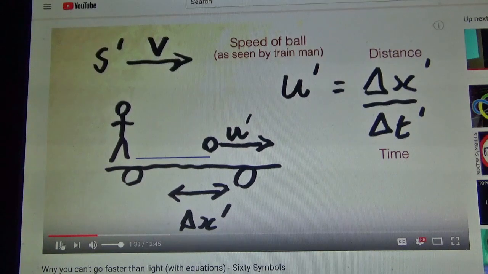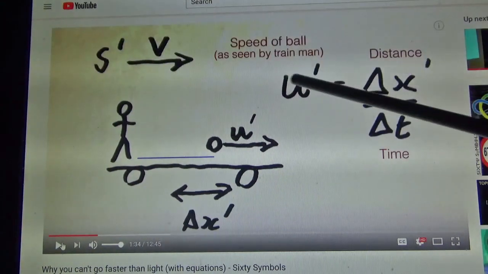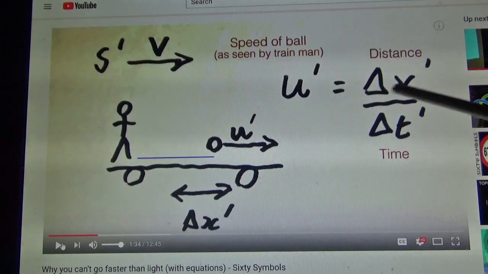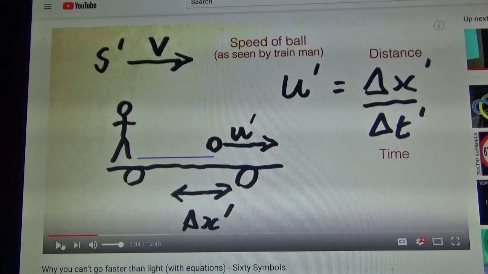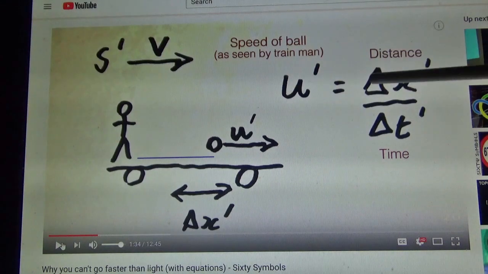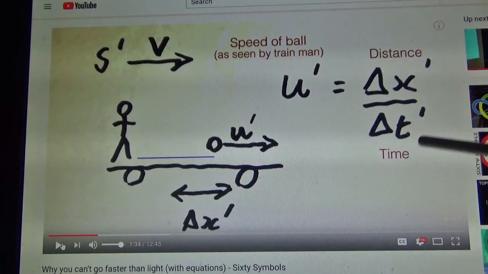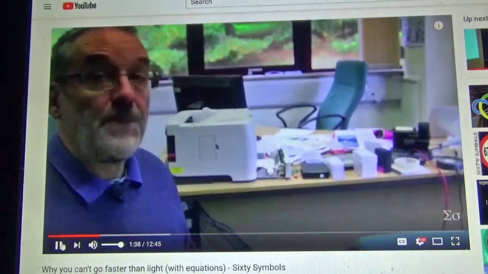That's the definition of speed. And this is in the S prime frame. You have u prime is equal to this distance divided by the time interval. We're using delta to emphasise it is an interval of distance, an interval of time. Something's gone divided by the amount of time it took to get there is the definition of speed. So that's in one reference frame.